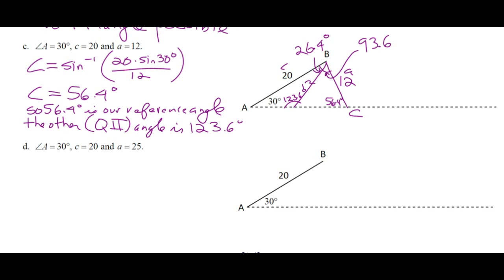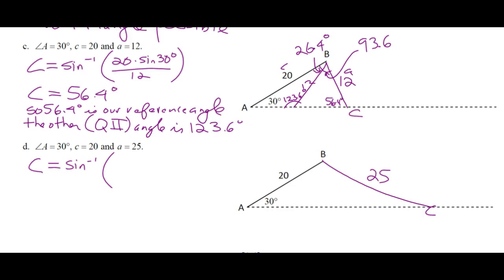Next possibility: what if little a is 25? 25. Okay, so there's our C. So C is equal to sine inverse. Is there any questions on this one, on C, the ambiguous case? Okay, so you can see you can get a right angle triangle. You can get like no triangle. Side's too short, you can't make a triangle out of it. And you can get this ambiguous case. There's two possible triangles, right?